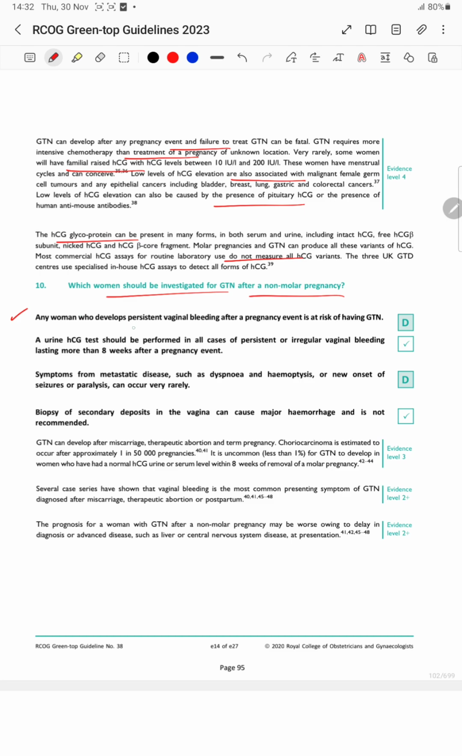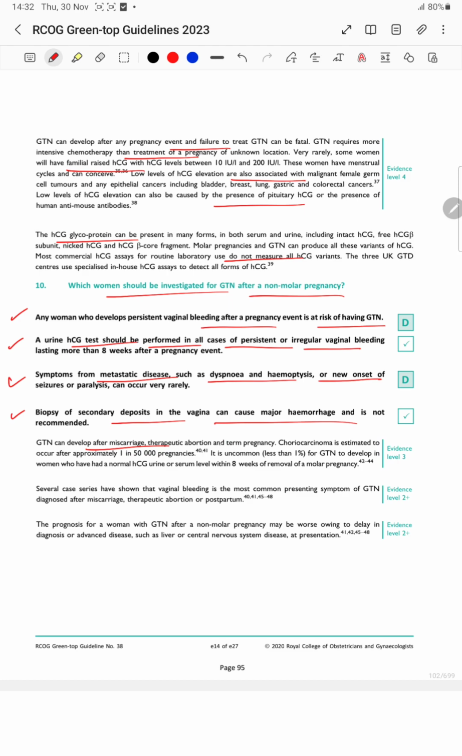Which women should be investigated for GTN after a non-molar pregnancy? Any woman who develops persistent vaginal bleeding after a pregnancy event is at risk of having GTN. A urine HCG test should be performed in all cases of persistent or irregular vaginal bleeding. Symptoms from metastatic disease, such as dyspnea and hemoptysis, or a new onset of seizures or paralysis, can occur very rarely. Biopsy of secondary deposits in the vagina can cause a major hemorrhage and is not recommended.